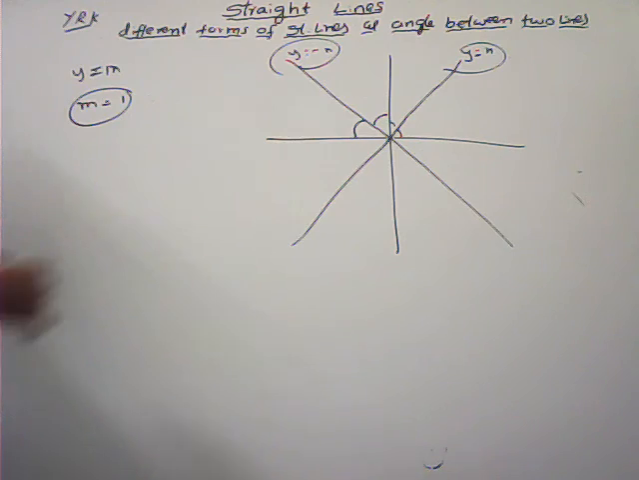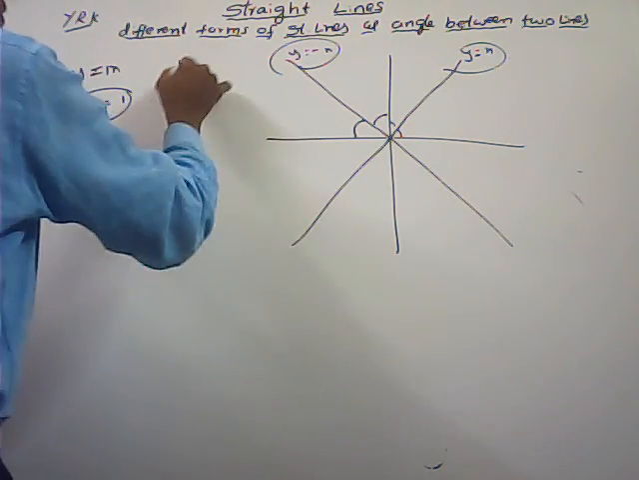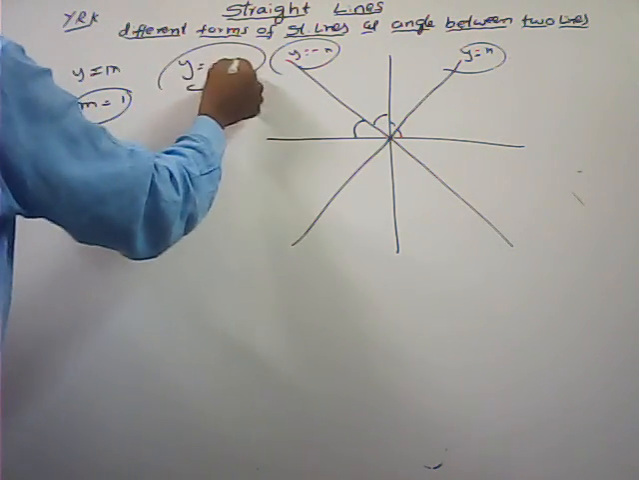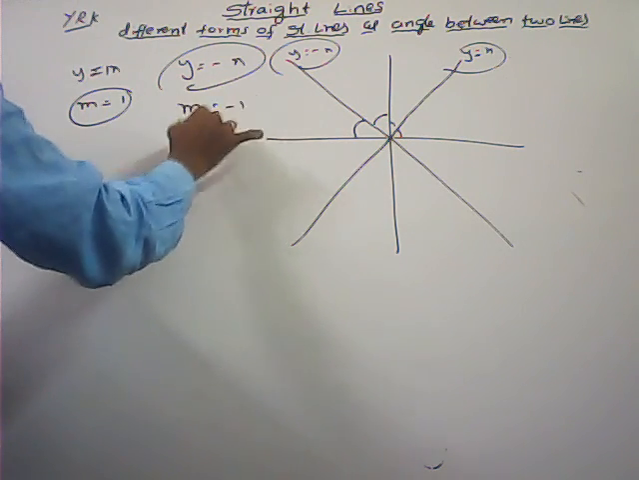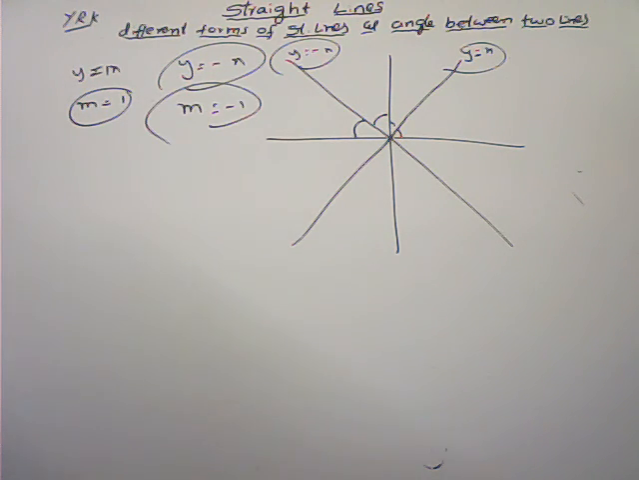So what is the slope of this one? Y is equals to mx. Y is equals to minus x is there. Whatever the x coefficient here, minus 1. So slope of that line is minus 1. While solving the questions, if they mention the line equally inclined with both the coordinate axes, then we can take m is equals to either plus 1 or minus 1.